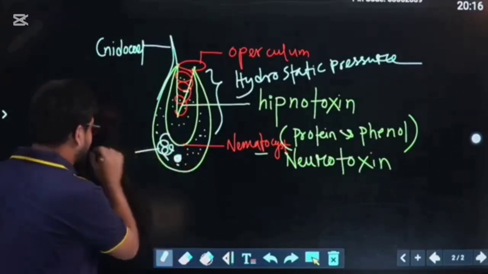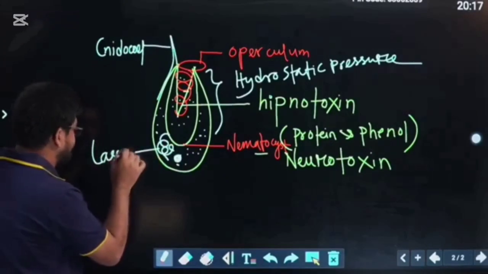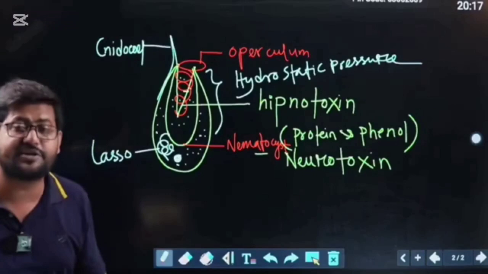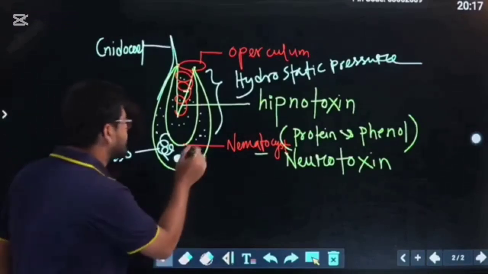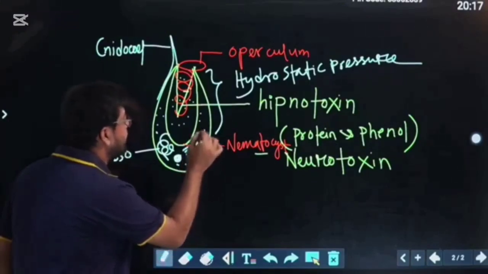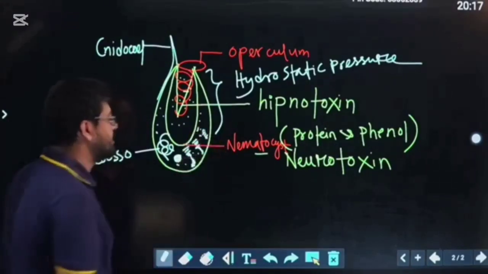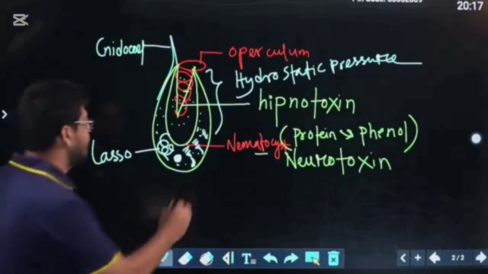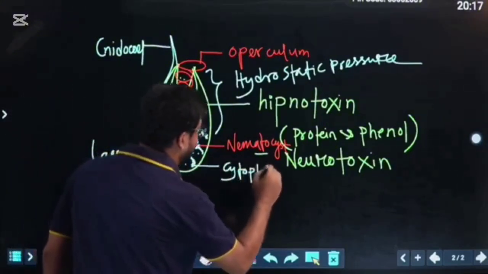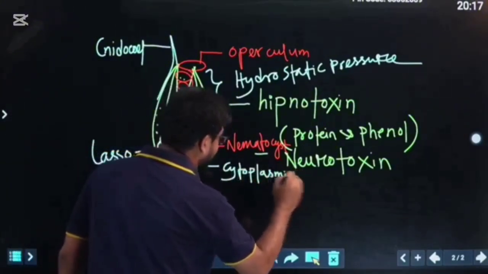It is called the lasso, and lasso means twisted, and it has an unknown function because its function is still not revealed. And sometimes the cytoplasm thickens to form a structure like a thread. That is why you can say it is the cytoplasmic thread.